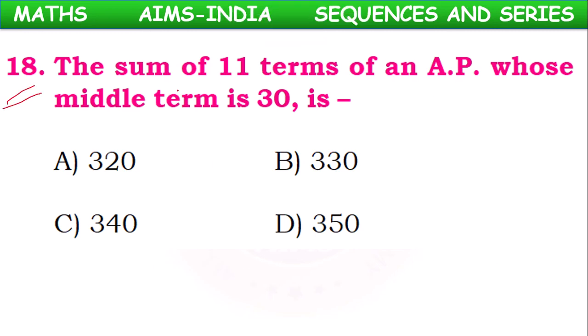Next one, 18th question. The sum of 11 terms of an AP whose middle term is 30 is dash.